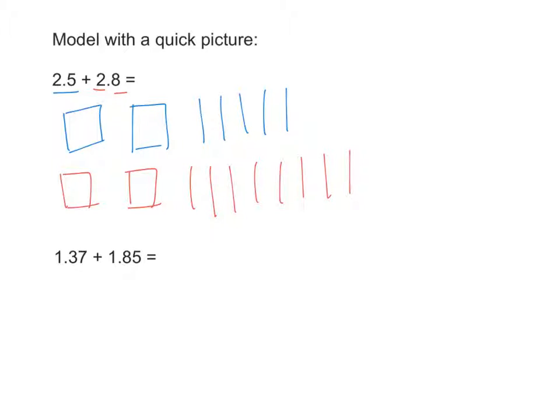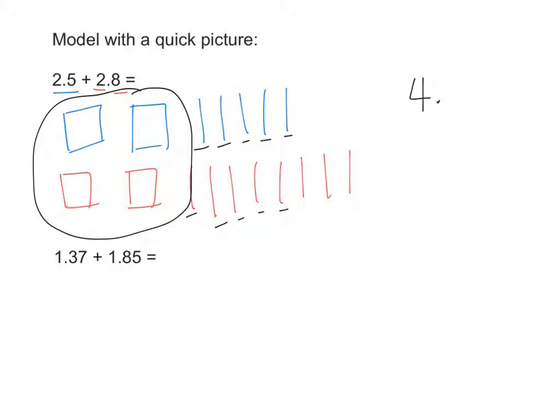Now let's count up what we have all together. Let's start with the ones. How many ones do I have all together? 4. Okay. And how many tenths do I have all together? 1, 2, 3, 4, 5, 6, 7, 8, 9, 10, 11, 12, 13. 13 tenths.